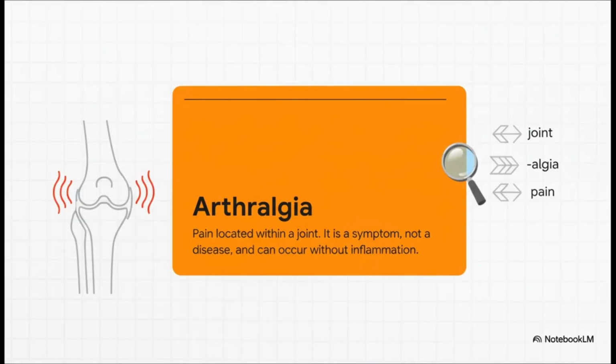Okay, first in the family is arthralgia. We've got arth for joint, and the new suffix is algia, which means pain. So, arthralgia is, you guessed it, joint pain. But here's the key difference you've got to remember. This is a symptom, not the disease itself. It's just your body sending a signal, and you can have this pain even without any inflammation.